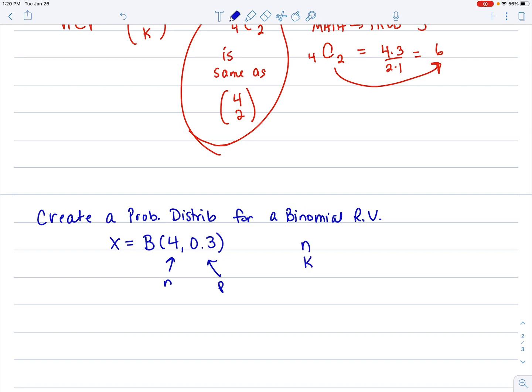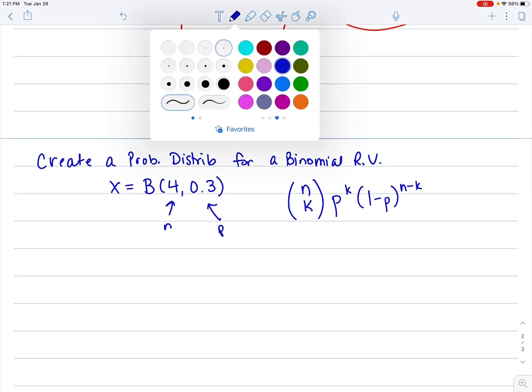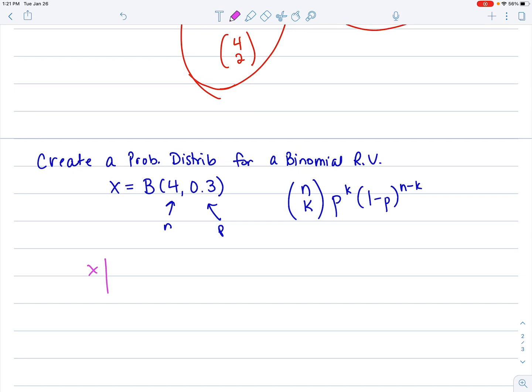So that formula that is given, n choose k, p to the k, times 1 minus p to the n minus k, that's how you find the probability of each, like if you have 4 things taken 3 at a time, or 4-2, or 4-1, or 4-0, you use that formula for all of them. So I'll show you with a table. Since n is 4, that's the number of trials, the successes could either be 0, 1, 2, 3, or 4.